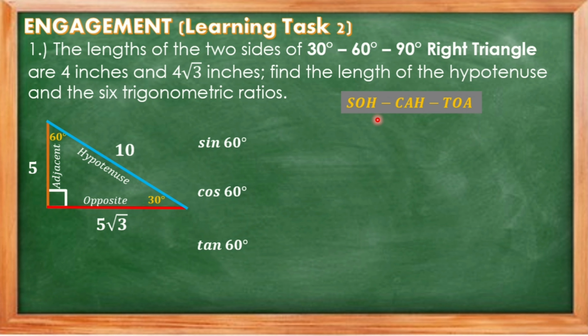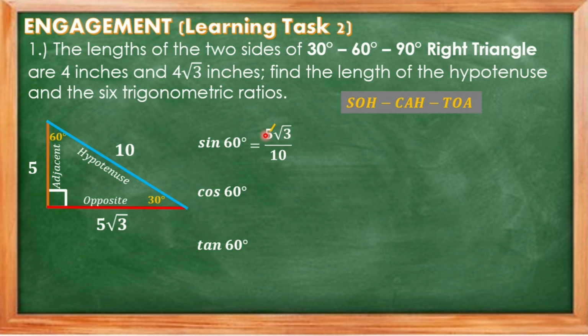Solve natin si sine using opposite over hypotenuse. Ang opposite natin ngayon ay 5 square root of 3 and hypotenuse is 10. Okay, so ito, pwede natin ma-simplify si 5 over 10. Pwede natin i-divide sila pareho sa 5. So, 5 divided by 5 is 1, 10 divided by 5 is 2. Okay, so ang lowest term ng 5 over 10 ay 1/2. Our final answer is square root of 3 over 2 because 1 times the square root of 3 is the square root of 3 over 2.